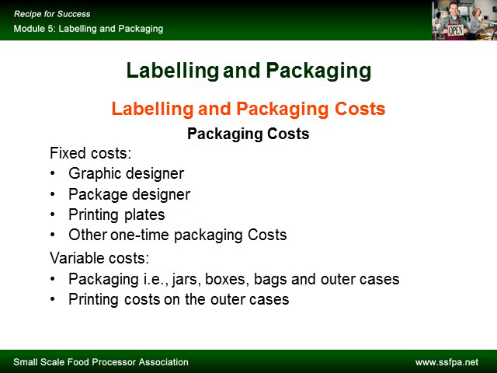The cost of packaging includes the actual packaging covering your product, packing material for shipping, as well as any printing on the packaging material. Examples of packaging costs are fixed cost: graphic designer, package designer, printing plates, other one-time packaging costs. Variable costs: packaging, for example, jars, boxes, bags, and outer cases, and printing costs on the outer cases.